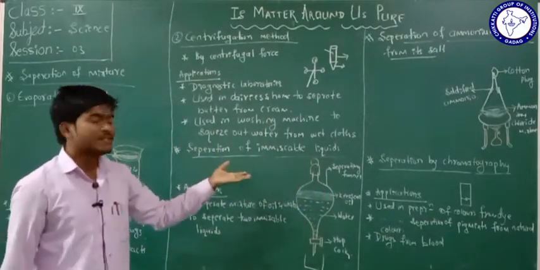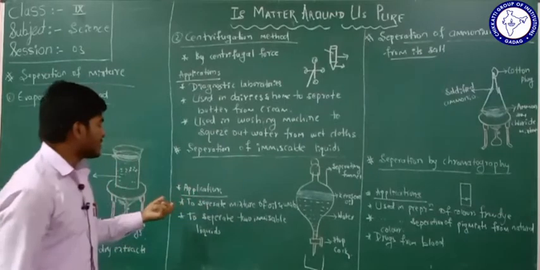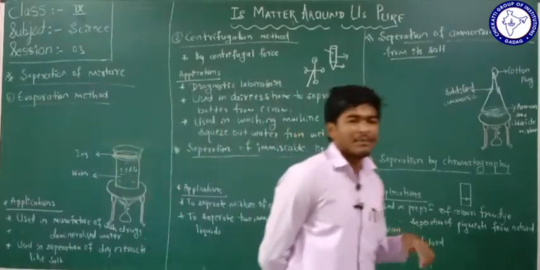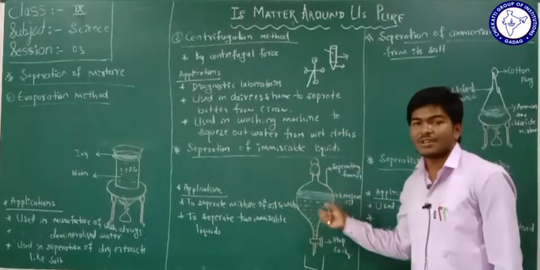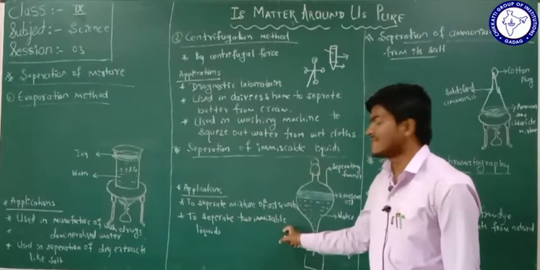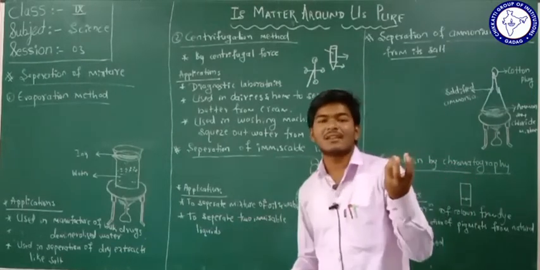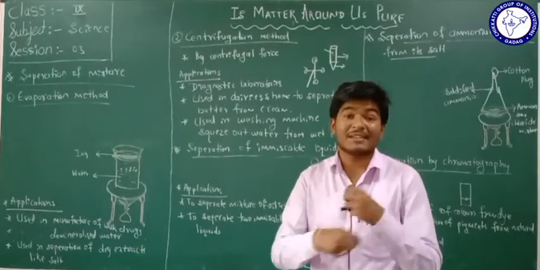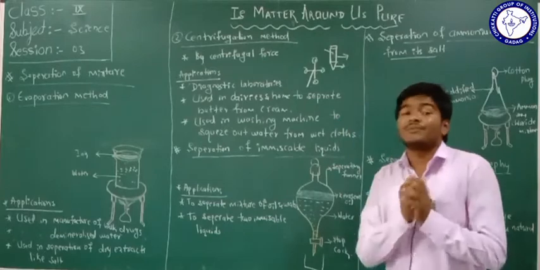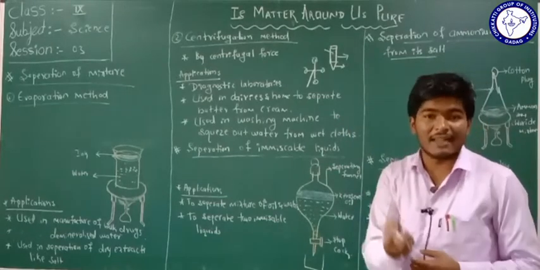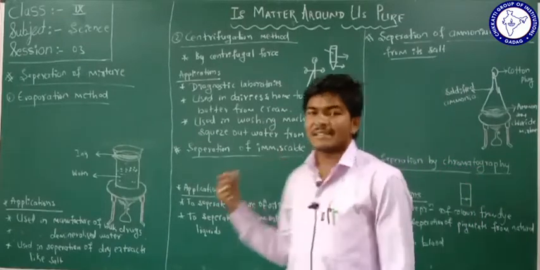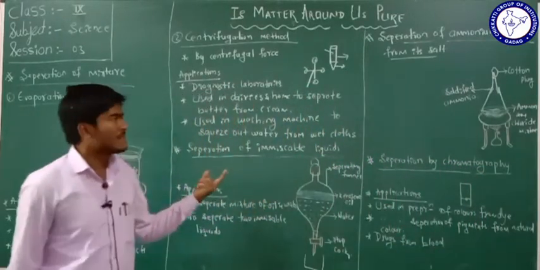So what are the applications of this method? The first application is to separate the mixture of oil and water. Another application is to separate two immiscible liquids. For example, some liquids are not miscible, which means they are not completely soluble in one another. In that condition, if we want to separate them, we use this method.